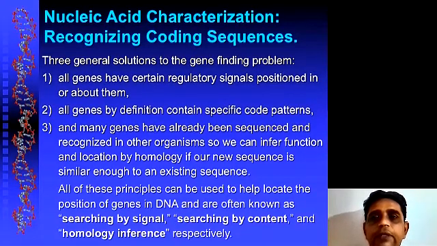Then you can also have nucleic acid characterizing, or recognizing the coding sequence. So there are three general solutions to the gene finding problem. All genes have certain regulatory signals positioned around them. All genes by definition contain a specific codon pattern, and many genes have already been sequenced and recognized in the organism. So we can infer the function and location by homology if our new sequence is similar enough to an existing sequence. All these principles can be used to help locate the position of genes in DNA and are often known as searching by signal, searching by content, or searching by homology inference. So this is the basic methodology, and depending upon that, the gene finding processes are normally utilized.